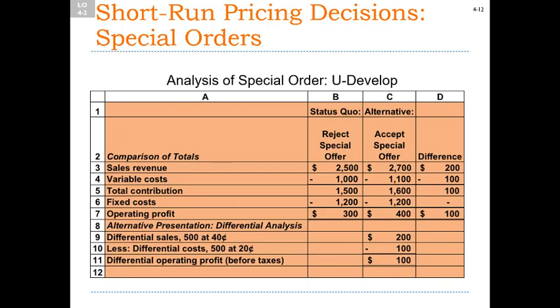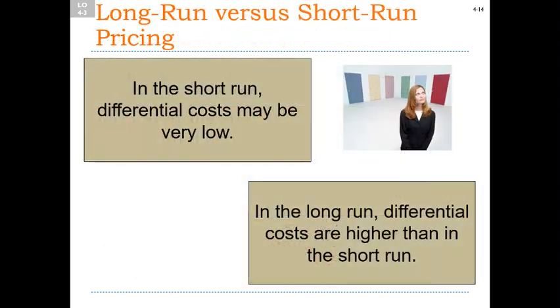Now, if we had somehow considered fixed costs into the mix, let's say we were doing this on a per unit basis like what we saw previously in chapter 2, and we added a fixed cost per unit component to this, well, our answer would probably be different. So we should accept this order.